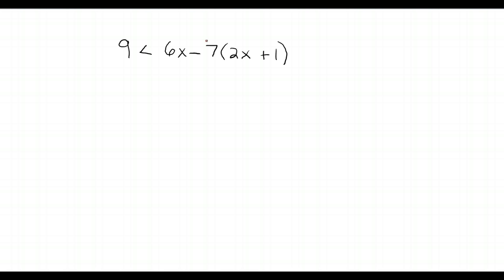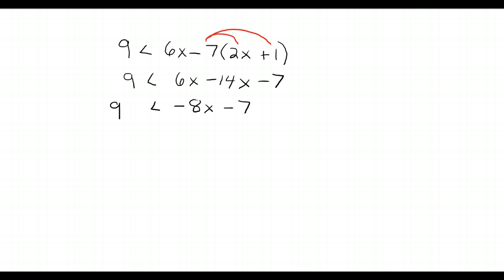Alright, the first thing we need to do is multiply through by our negative 7 to clear our parentheses. Alright, I've cleared my parentheses and combined my like terms. Now I need to get the numbers on the same side, so I'm going to add 7 to both sides.